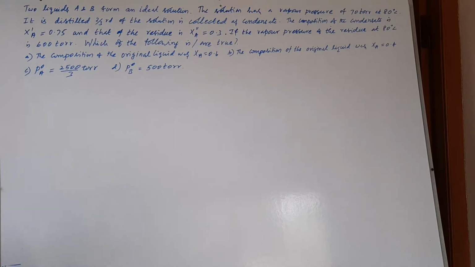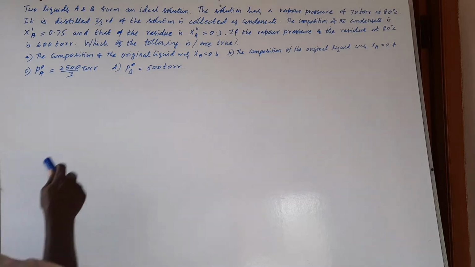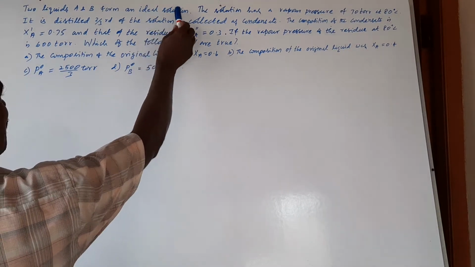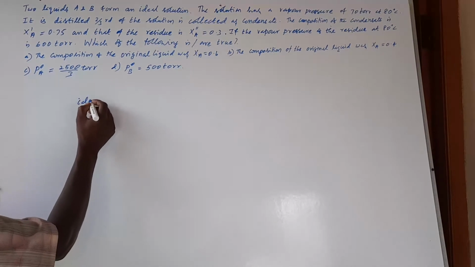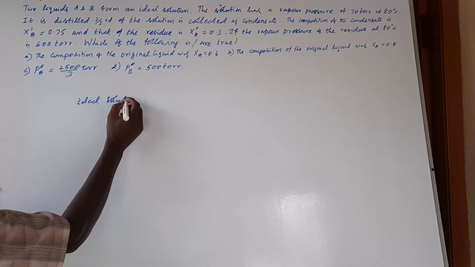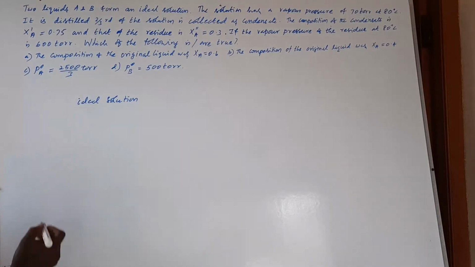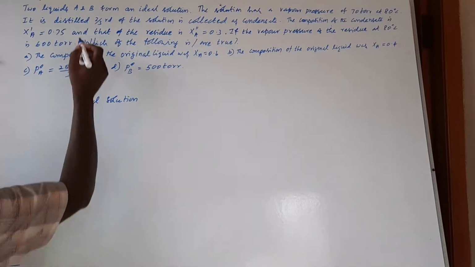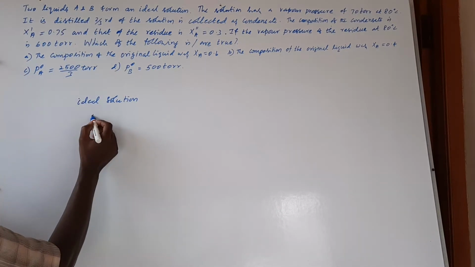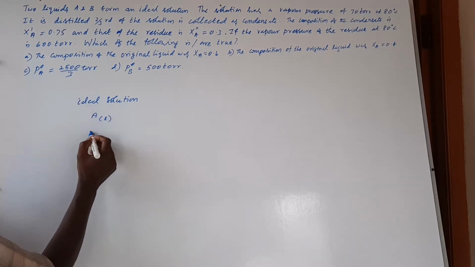JEE Advanced solution chapter question. In this question, we are given the word ideal solution. This ideal solution contains minimum two components. The two components are two liquids given, A liquid and B liquid.